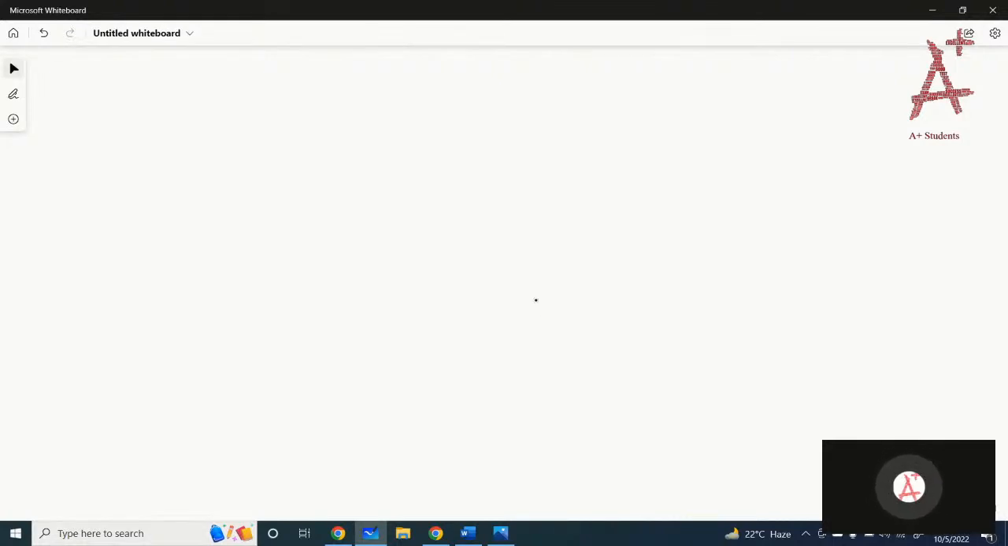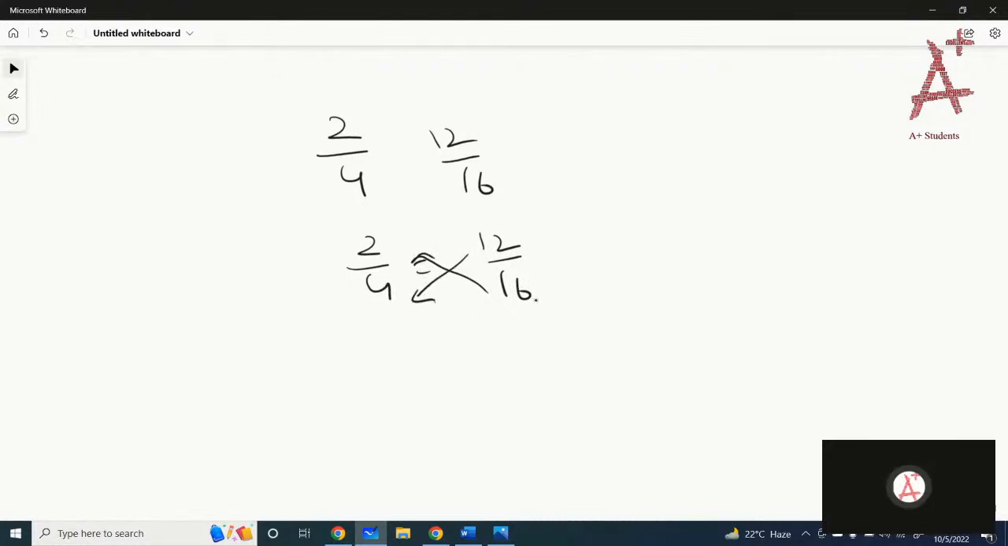The first one is, are these ratios equivalent? You have 2 by 4 and 12 by 16. So you have to compare them. So just cross multiply their numerators and denominators. You need to do 16 times 2 equals 12 times 4. So 16 times 2 is 32 and 12 times 4 is 48. They are not equal. That means no, they are not equivalent. Select the correct option, which is no. Got it?